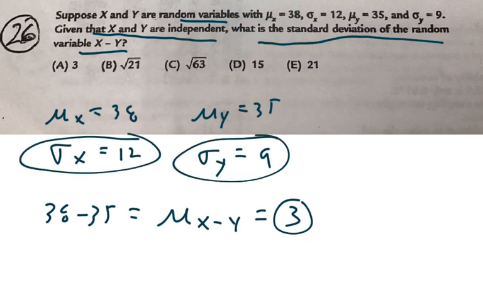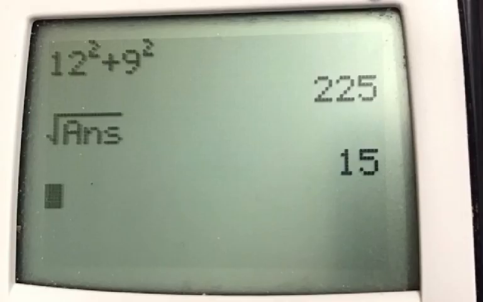We must remember, whenever we combine two separate sample standard deviations, guys, they always combine with Pythagorean theorem. So basically, I'm going to take the 12, I'm going to square it. I'm going to add it to the 9, squaring it. And then we're going to square root it, right? That's Pythagorean theorem. So here it is on the calculator.